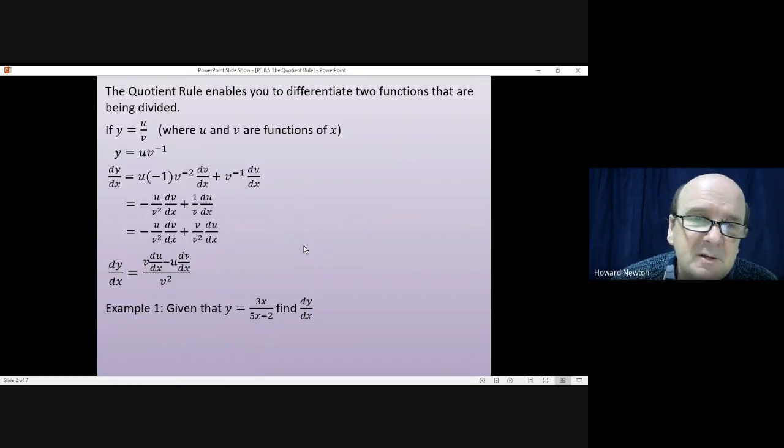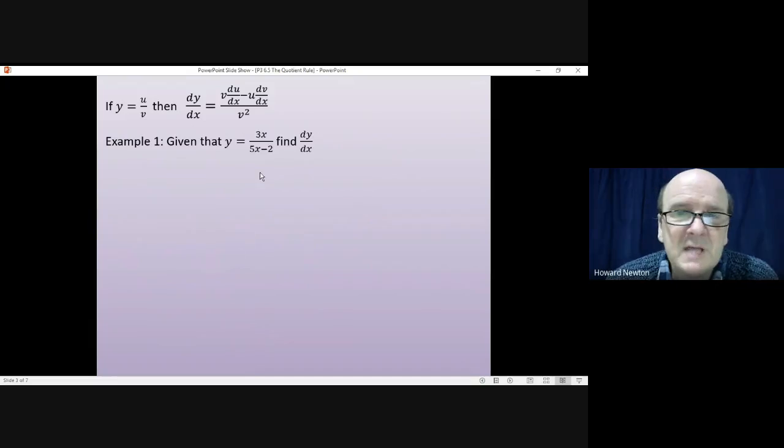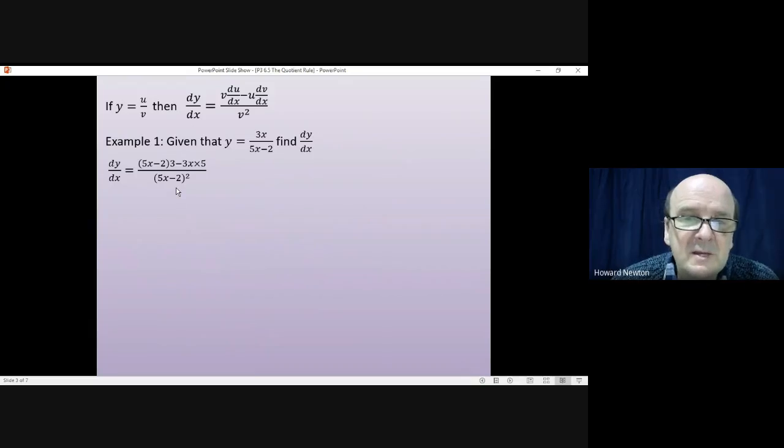Okay, let's have a look at this. So as we said, u is 3x, v is 5x minus 2. So writing down the 5x minus 2, differentiating the 3x gives me that. Write down the 3x, differentiate the 5x minus 2 gives me that. All divided by the 5x minus 2 squared. That's it. That's the differentiation done.